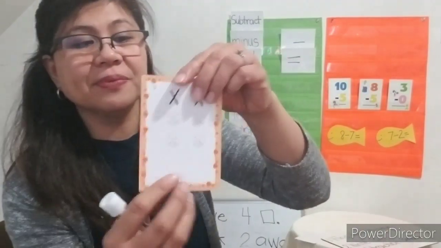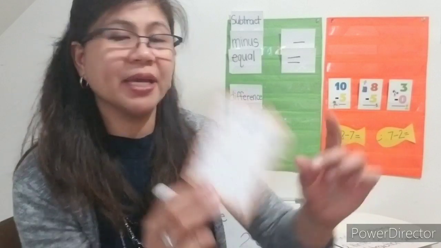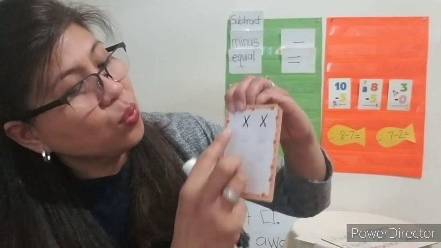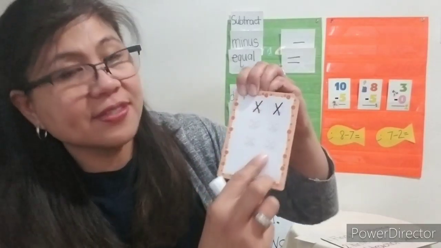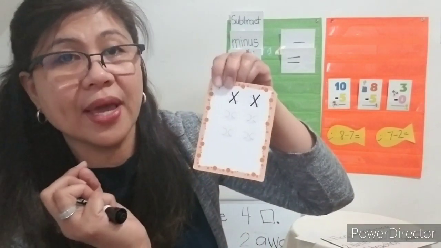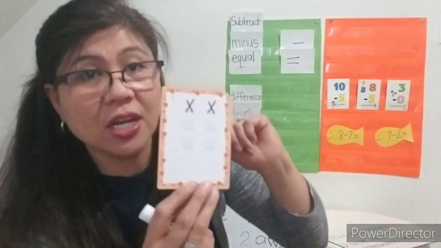Okay, look at this one. I have pictures here. What do you think is the problem story here? I have 1, 2, 3, 4, 5, 6. I have 6 balls, and I crossed out 2 away. I gave 2 away. So how many are left? So that's a problem story.